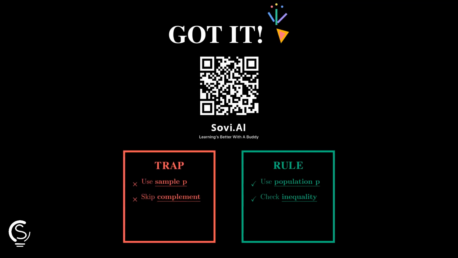Don't use sample P or skip the complement. Always use population P and check the inequality to avoid common testing traps today.